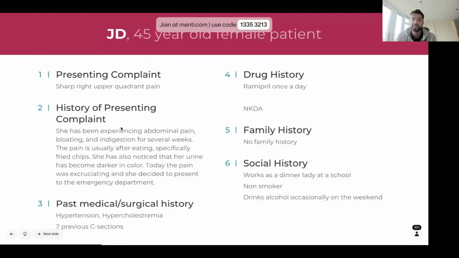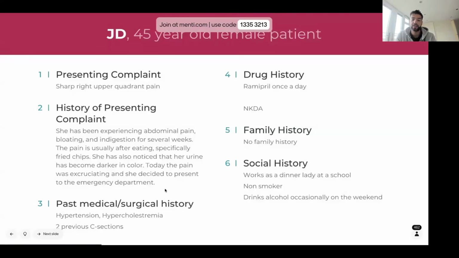And when we go into more detail about her symptoms, she's been experiencing abdominal pain, bloating, and indigestion for a few weeks now. The pain usually comes on after eating, especially if she eats fried, fatty food, stuff like chips. She's also noticed that her urine has become darker. The pain was excruciating, so really bad in terms of severity. And then she's decided to come into A&E because of that.